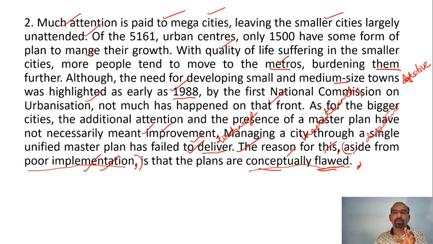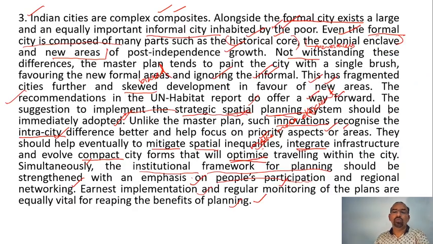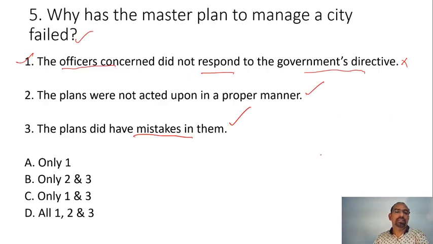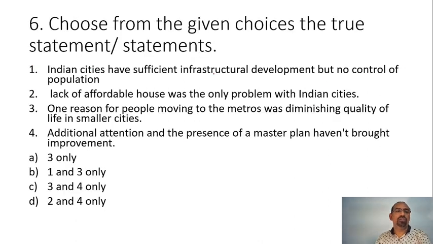Certain problems are there. So the answer for that is fifth is 2 and 3. Where is 2 and 3? B. Question B is the answer. Let us move on to the next question.